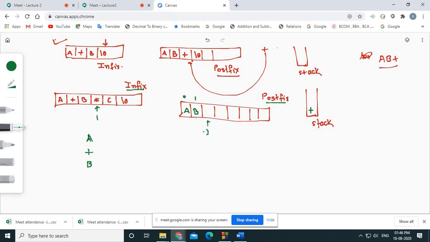So this is J. Okay, again, now which is the next character we are scanning from the infix array? It is a star. Star is operator or operand? It is operator. Now this operator has to go where? Into the stack. But before you insert star into the stack, what you need to do is check the priority.